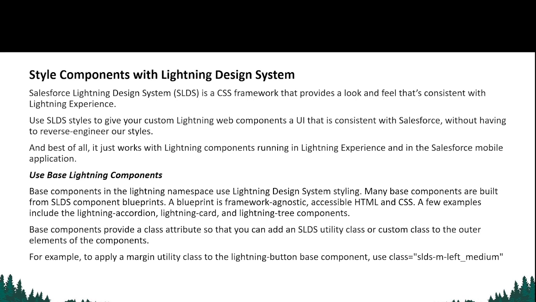Now the different base components provide a class attribute so that I can easily add an SLDS utility class or a custom class to the outer elements of the components. For example, if I want to apply a margin utility class to the lightning-button component, we simply use the class slds-m-left_medium. It will apply the margin to the left side, at the medium value.